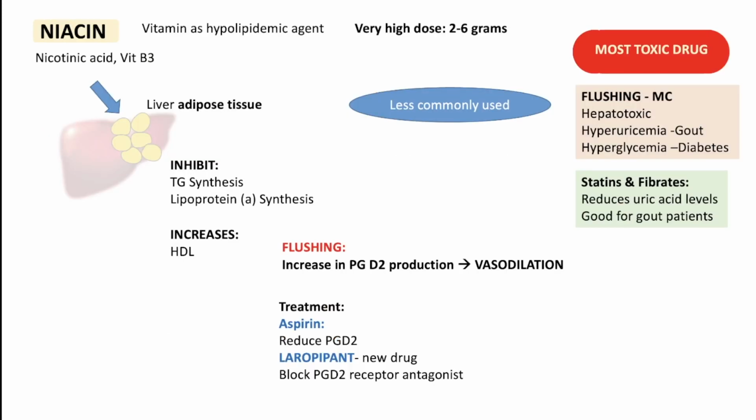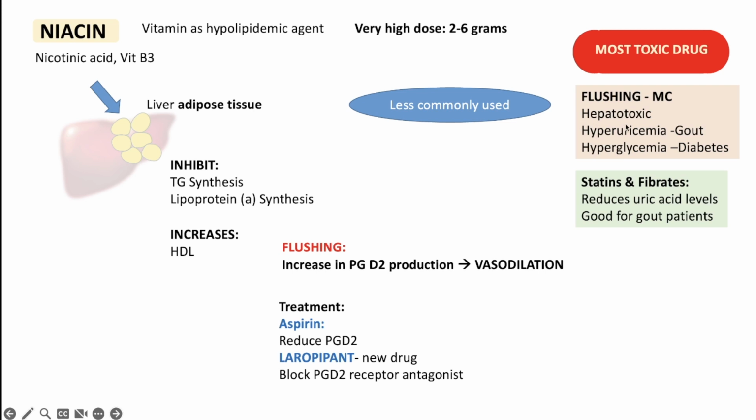Next, moving on to niacin, which is a vitamin that acts as a hypolipidemic agent. It is also called nicotinic acid or vitamin B3. It acts on the liver and adipose tissue, and it inhibits triglyceride synthesis and lipoprotein A synthesis, accompanied by an increase in HDL levels. Niacin is less commonly used as it requires a very high dose of 2 to 6 grams, and it is also the most toxic drug, as it causes flushing as the most common side effect.